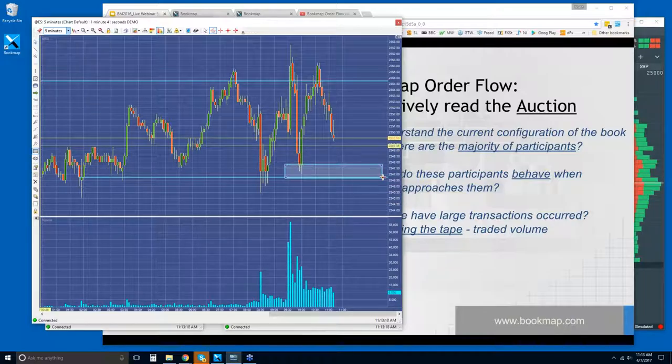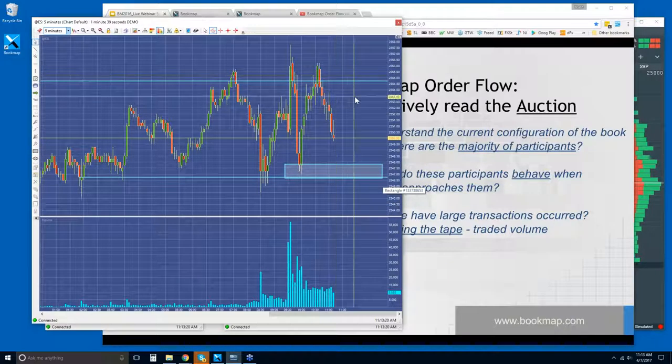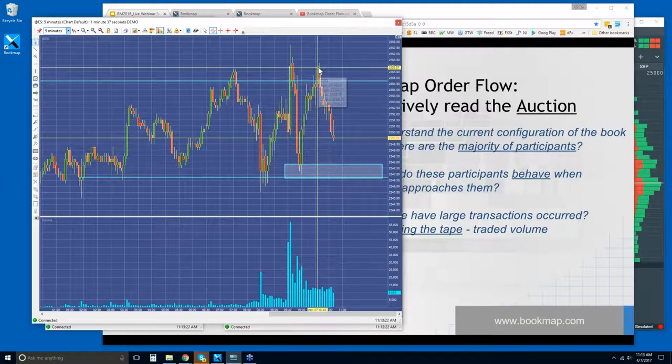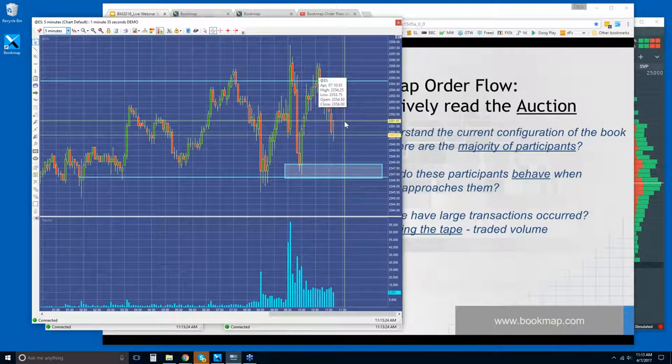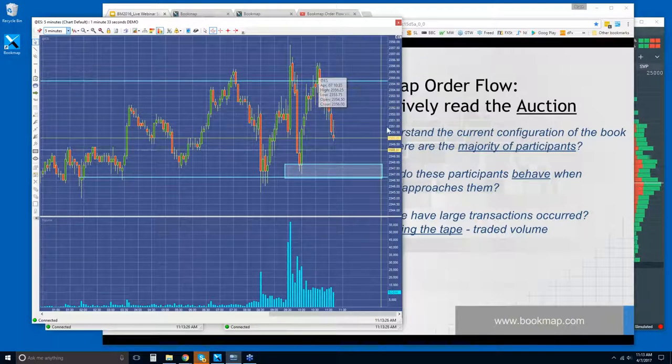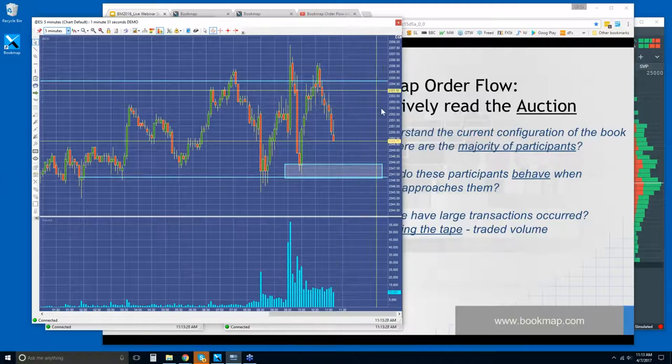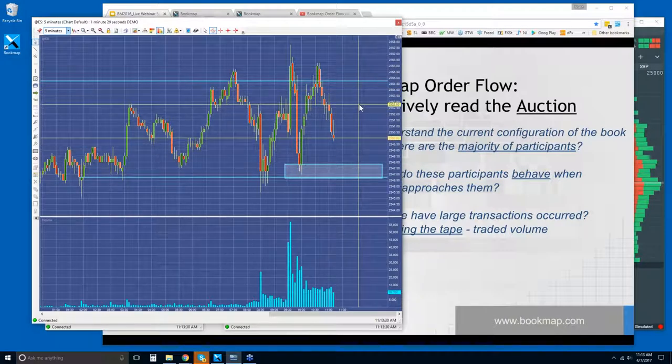So let me draw that in. And you can see we came back up here and sold right back off. So we're going to see a nice big volume profile. It's going to be nice and fat in the middle with a single distribution for today. Okay.